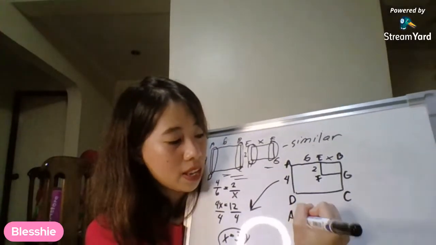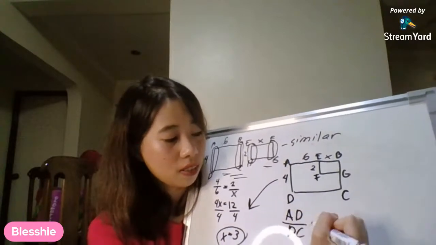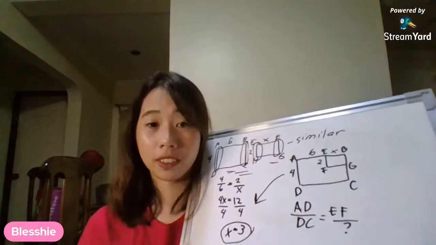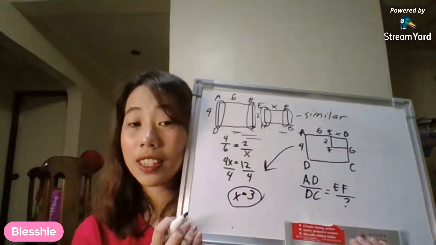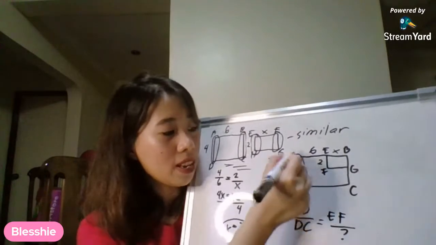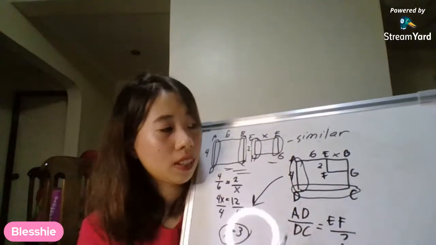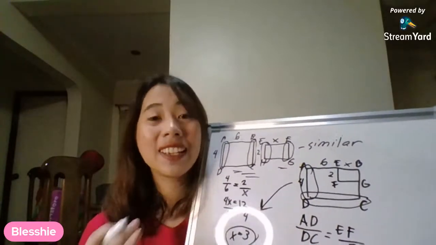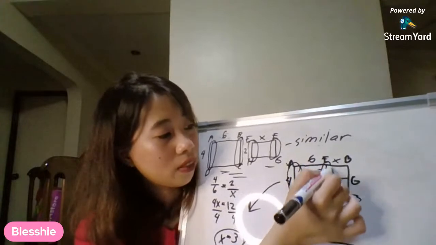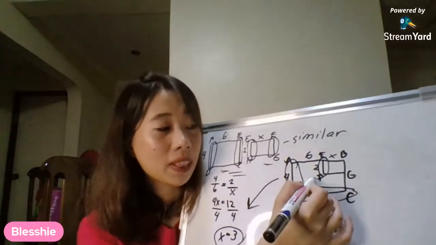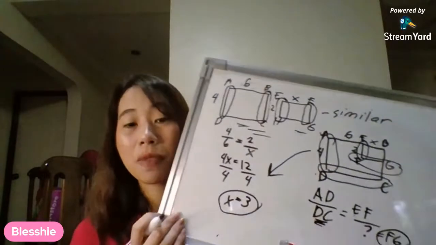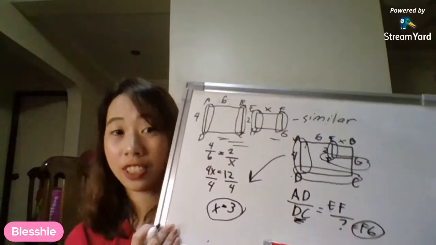Kunyari, ang given naman ganito, AD over DC is equal to EF over question mark. So, anong gagawin nyo? Hanapin nyo lang yung magkakatapat. Kung ito si AD at ito si DC, ano yung katapat niya sa maliit na rectangle or parallelogram? Ano yung katapat niya? So, si AD, ang sabi, ang katapat daw niya ay si EF. So, ibig sabihin, si DC, ang magiging katapat niya ay ito, si FG. So, ibig sabihin, ang magiging sagot nyo ay si FG.